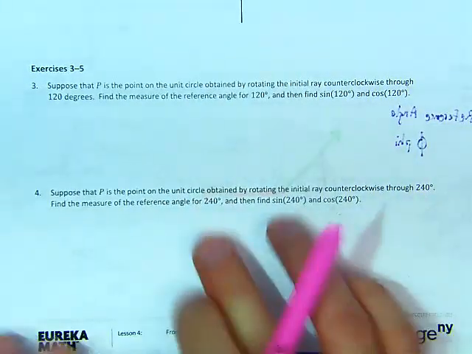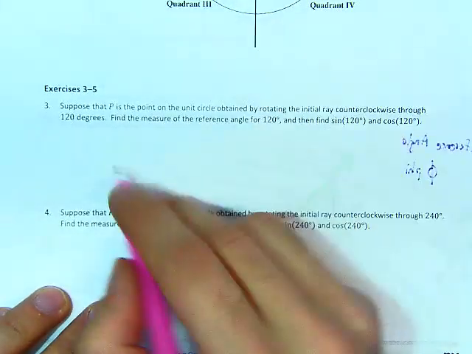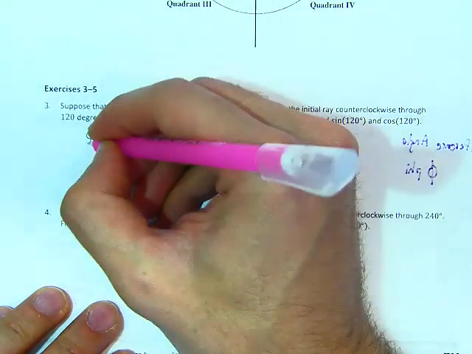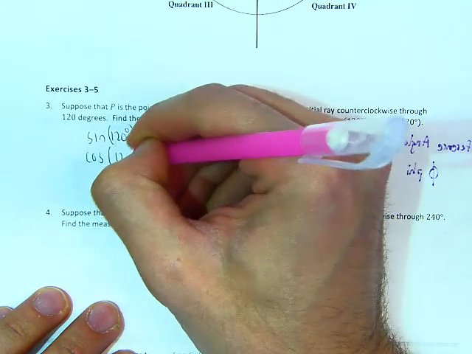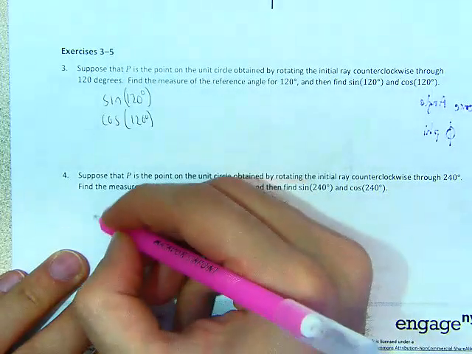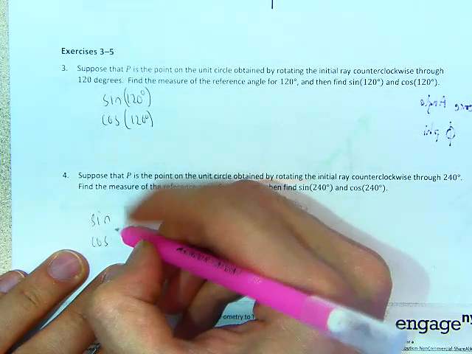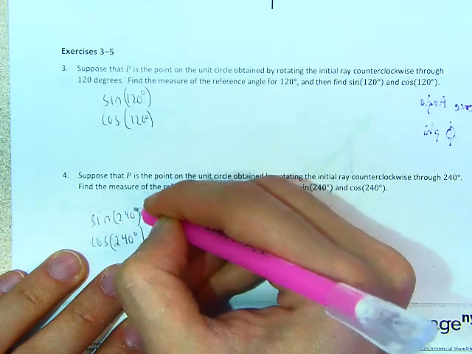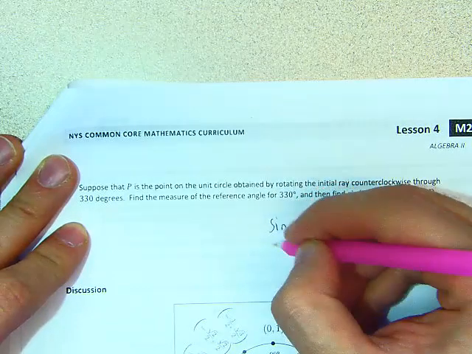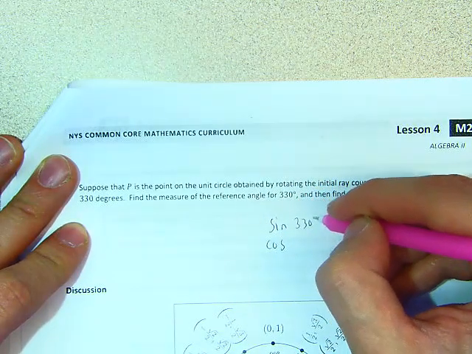What I'd like you to do is the same thing we did for this question. Try to follow the steps, go on the board, and calculate sine and cosine of 120 degrees. What do you get? What will be sine and cosine of 240 degrees? What will you get? And for the next one, try to do sine and cosine of 330 degrees.